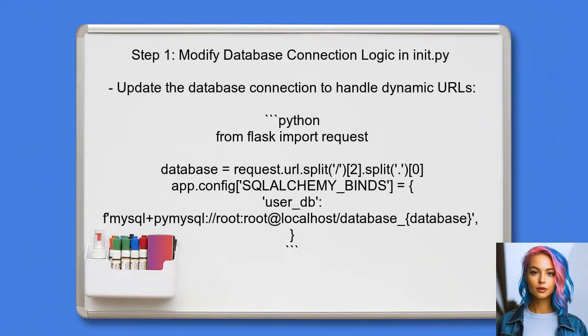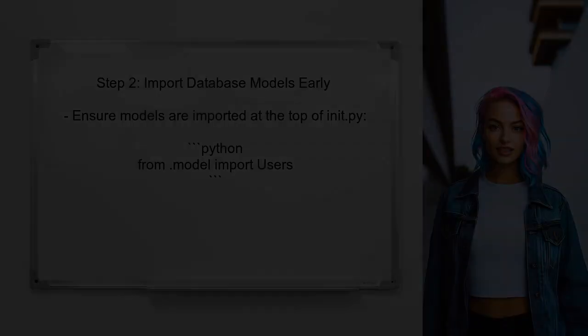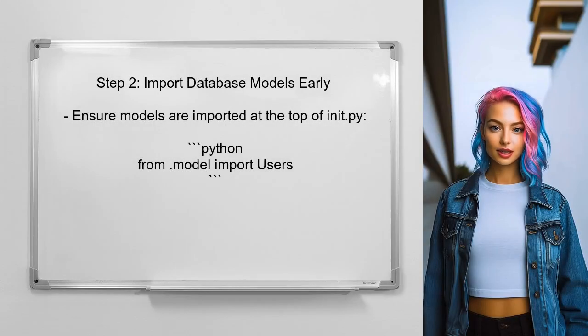To address the user's issue, we will first ensure that the dynamic database connection is set up correctly in the application. The user should modify the database connection logic in the init.py file. Next, the user should ensure that the database models are imported correctly before any requests are handled. This prevents the assertion error that was encountered.